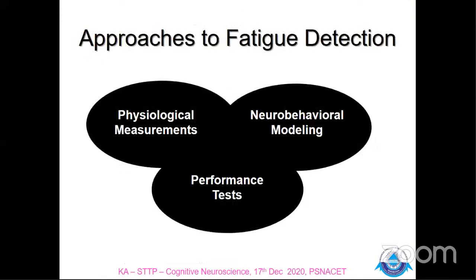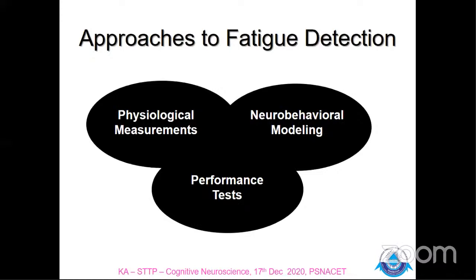So generally there are approaches for fatigue detection. One is a physiological measure, which means ECG, EMG, and other physiological signals. Another is neurobehavioral modeling, where they construct a neuronal model to find the fatigue. The other one is a performance test, using reaction tests and psychological tests. These are three broad techniques used to find fatigue.